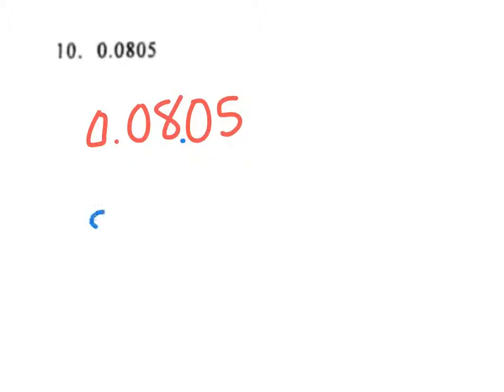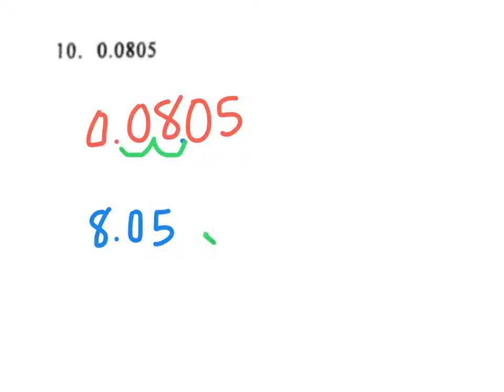Again, our next one, we have 0.0805. We still need a number between 1 and 10, so I'm going to put my decimal right there. So I'm going to have 8.05 as my decimal up front. And then we need to figure out how many times I'd move my decimal. We'd move it once, twice to get our new location.